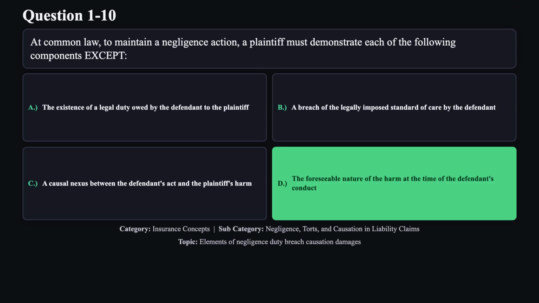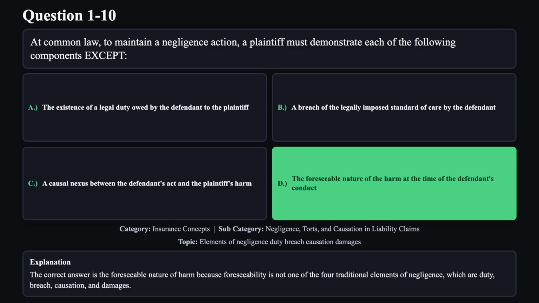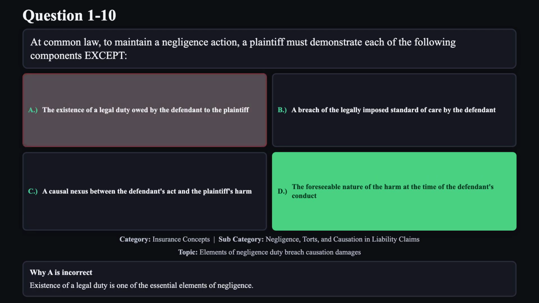The correct answer is D. The correct answer is the foreseeable nature of harm because foreseeability is not one of the four traditional elements of negligence, which are duty, breach, causation, and damages. Reason A is not correct. Existence of a legal duty is one of the essential elements of negligence.